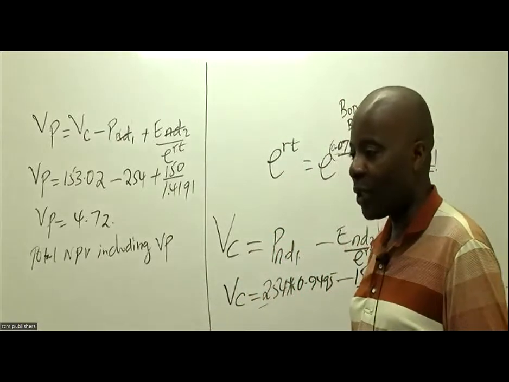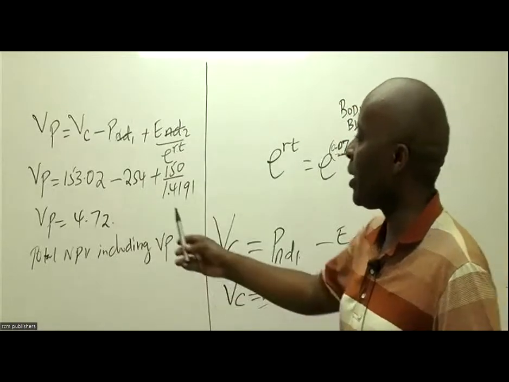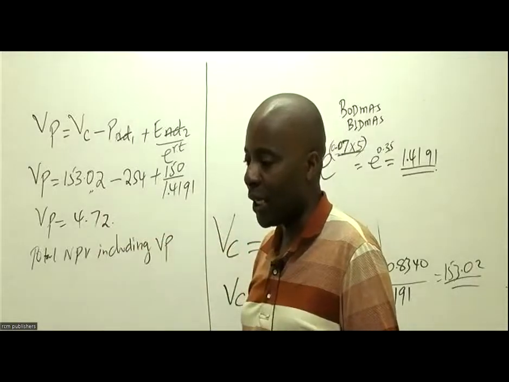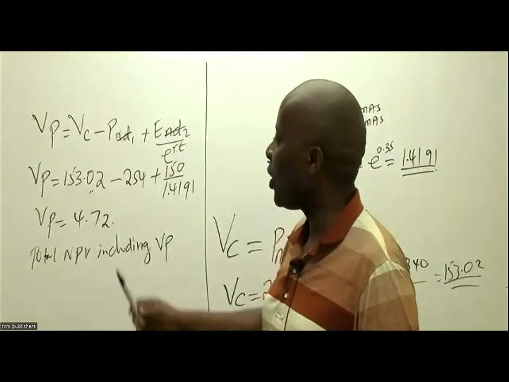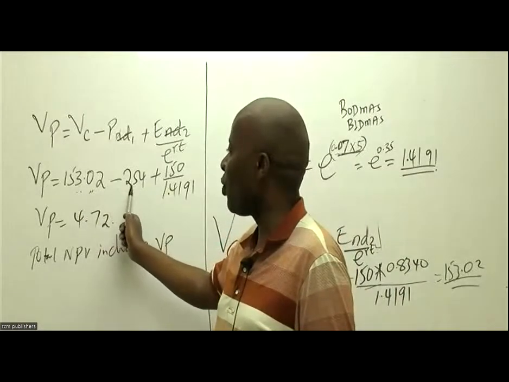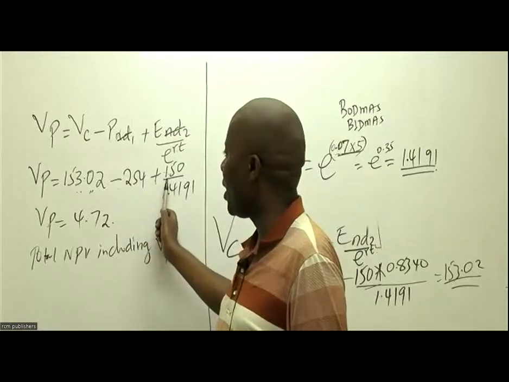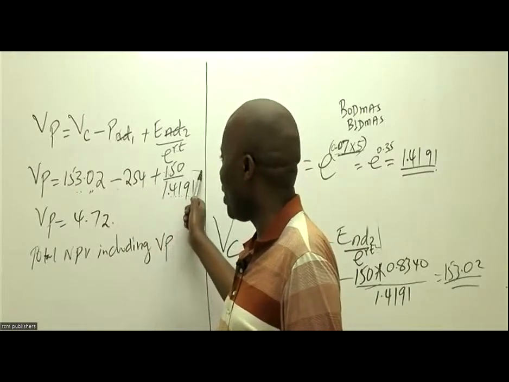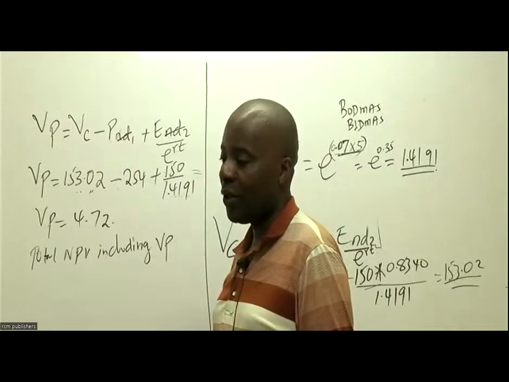Bernard is confused on this 4.72. How we got this? Bernard, it's BODMAS. Just get your calculator. I'm getting 4.72. Say 153.02 minus 254. Don't say equals anywhere. Plus 150 divided by 1.4191. And then you say equals at the end of it.